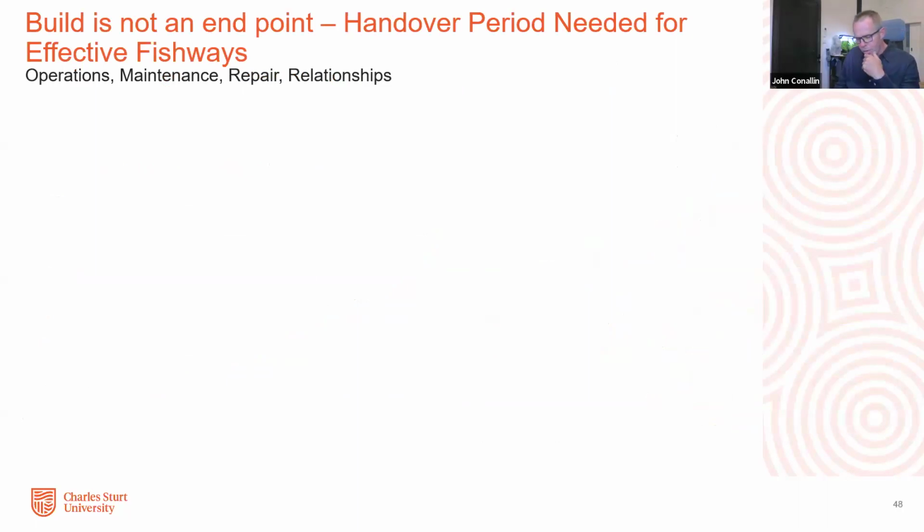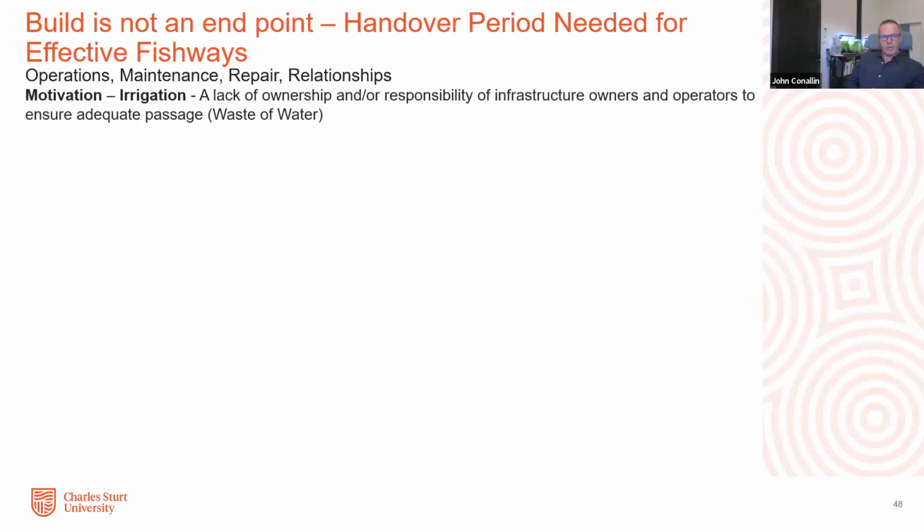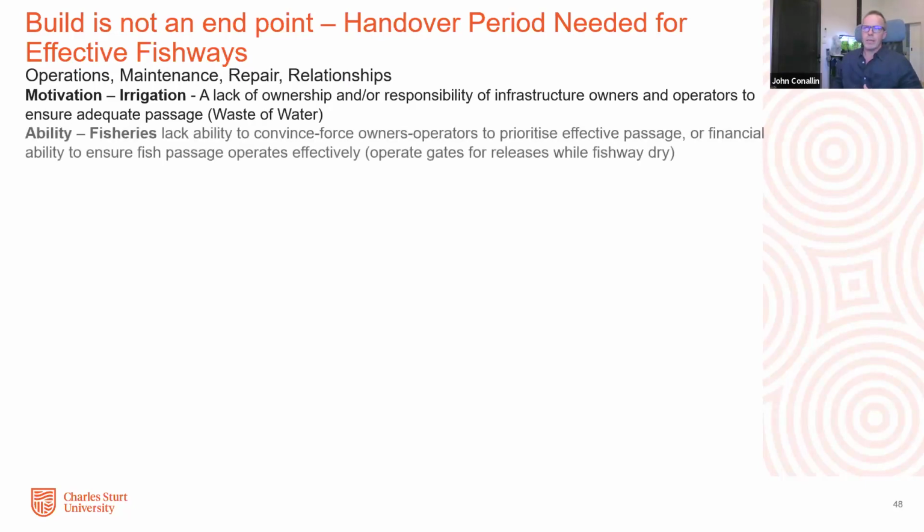What we were talking about from the social perspectives of the build is not necessarily an endpoint. There's a whole component here to operations, maintenance, repair, and maintaining relationships within that. So if you look at the irrigation industry, we've found sometimes there's a lack of ownership and that they're demotivated because they see it as a possible waste of water.